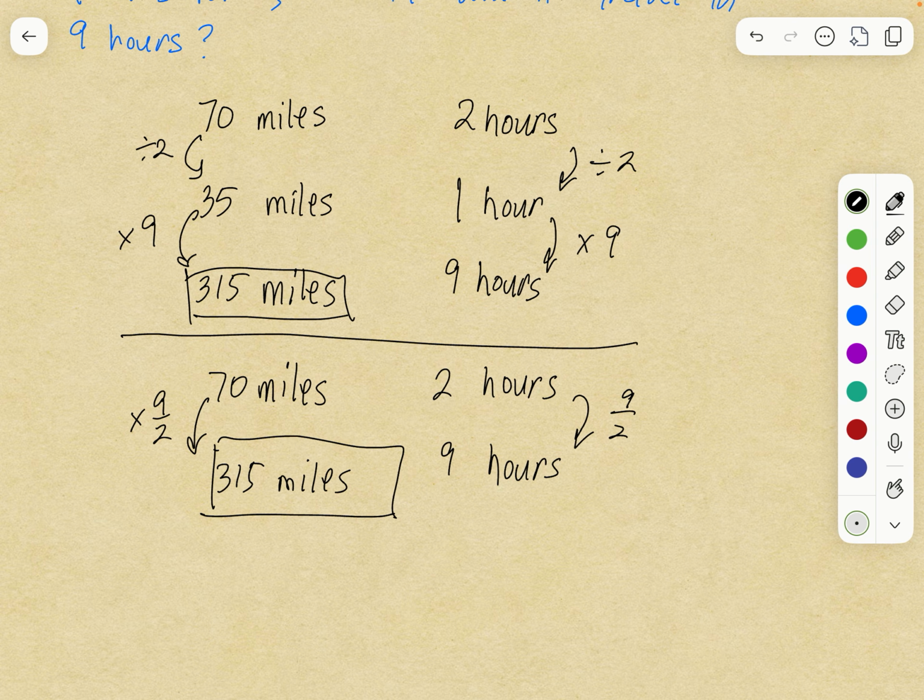And you can see how the first way is related to the second way, because in the first way you divide by 2 and then multiply by 9, and that's the same as multiplying by 9 over 2.